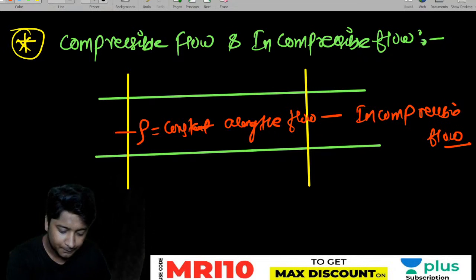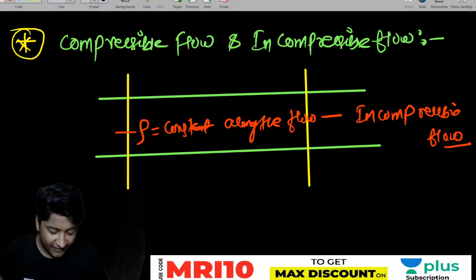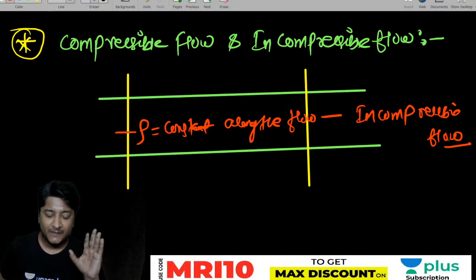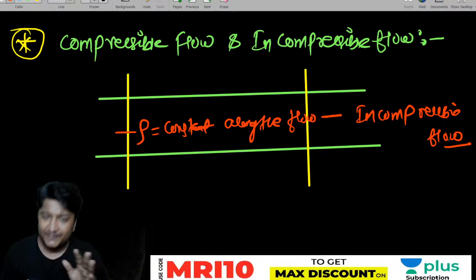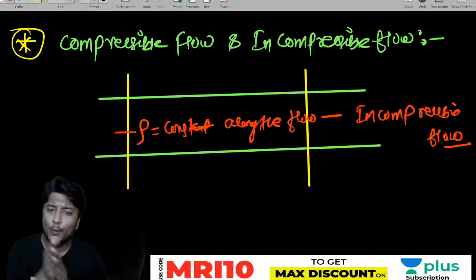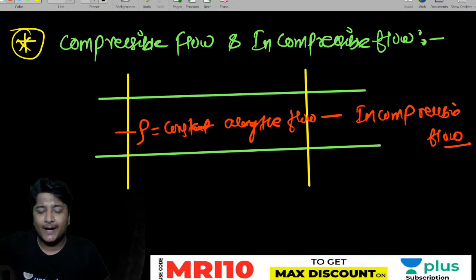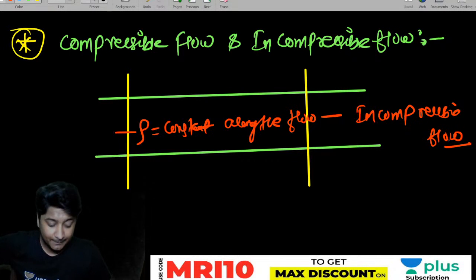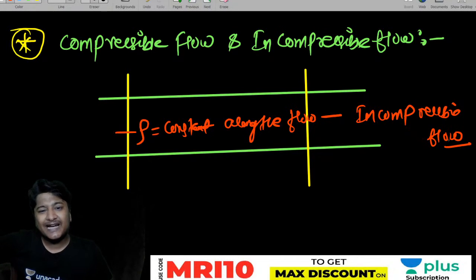Everyone just write down a few lines. In case of compressible flow, the mass density is subjected to vary.